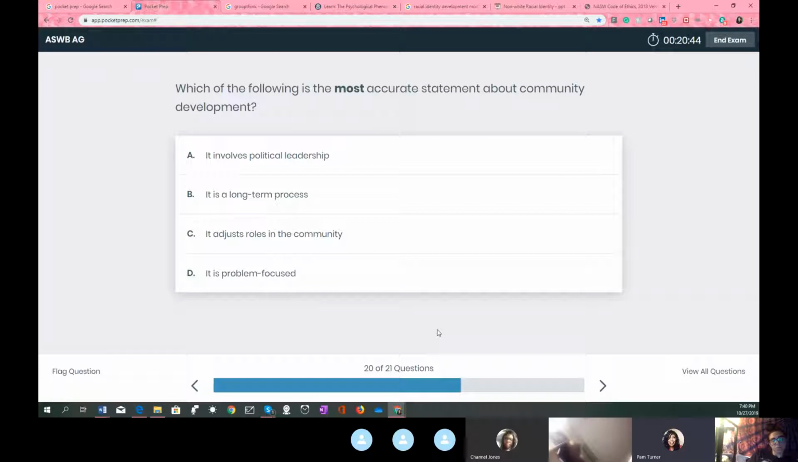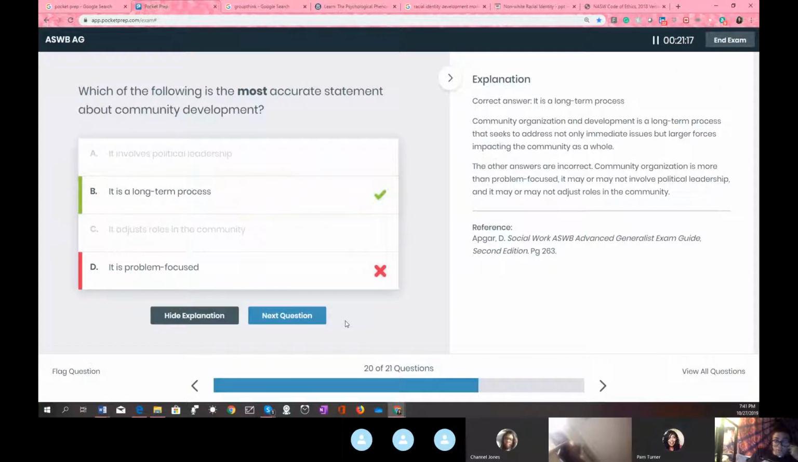Which of the following is the most accurate statement about community development? Anybody? What's the most accurate? Is that a D? It's a long-term process, okay? That's the most accurate. Community development takes time to change things.